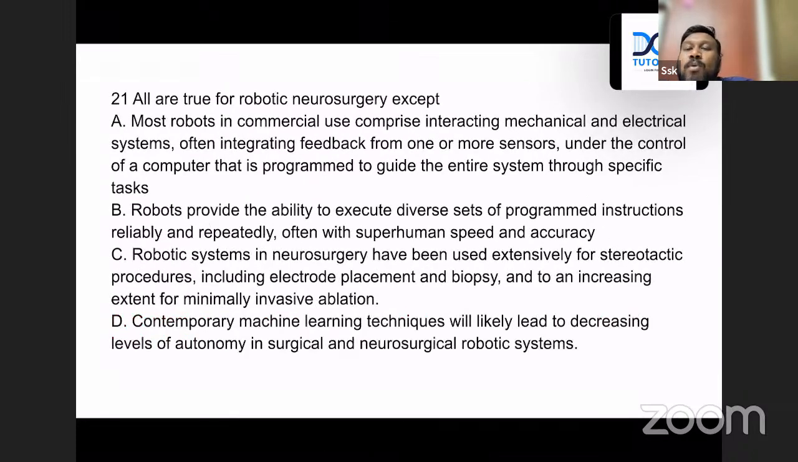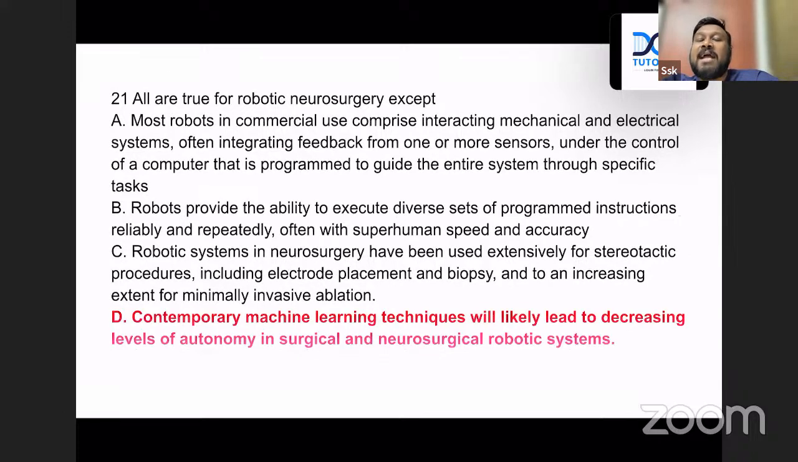Robots can provide the ability to execute diverse sets of programmed instructions reliably and repeatedly, often with superhuman speed and accuracy. Robotic systems in neurosurgery have been used extensively, mainly for stereotactic procedures, including electrode placement and biopsy. But contemporary machine learning techniques will likely lead to increasing levels of autonomy in surgical and neurosurgical robotics. So that is going to be the answer after excluding all these options.